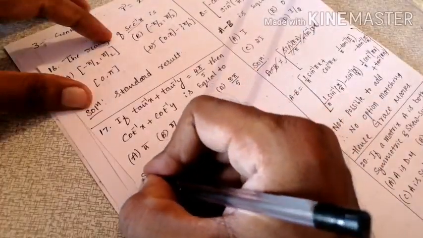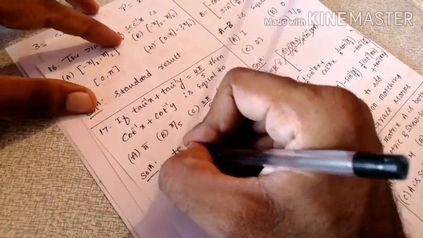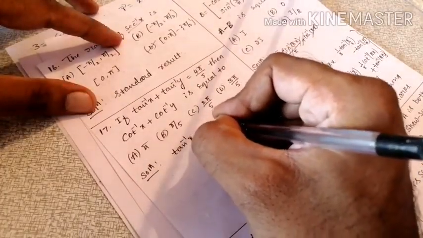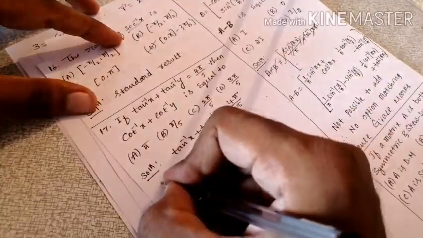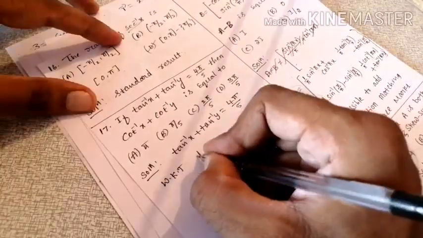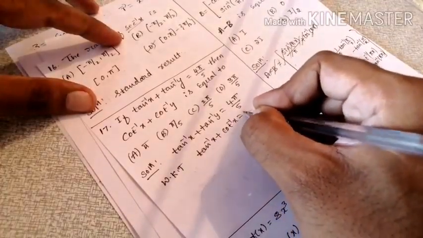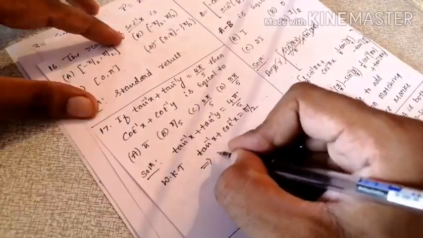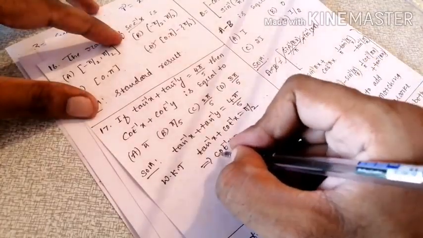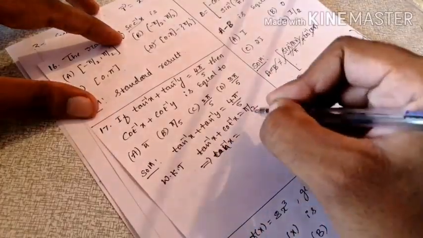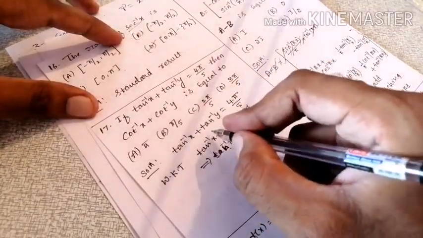So concentrate on this, and this is very simple. Given tan inverse x plus tan inverse y is equal to 4 pi by 5. We know that tan inverse x plus cot inverse x is equal to pi by 2. This implies tan inverse x is equal to pi by 2 minus cot inverse x. Substitute there, we'll get the answer.